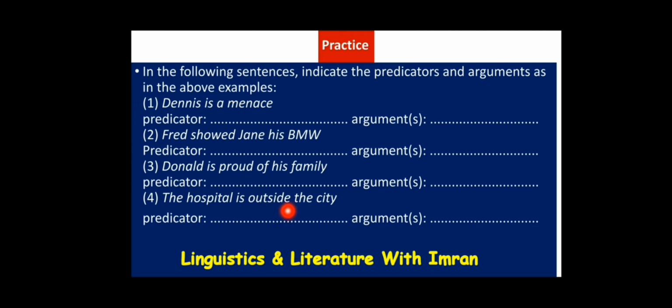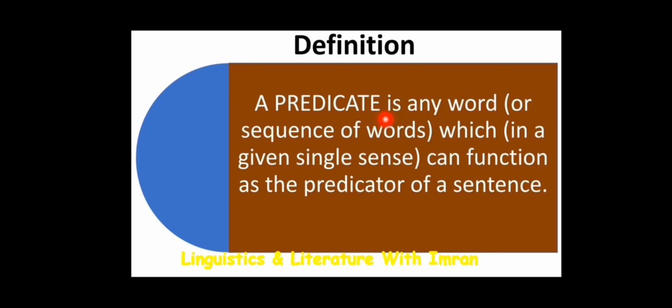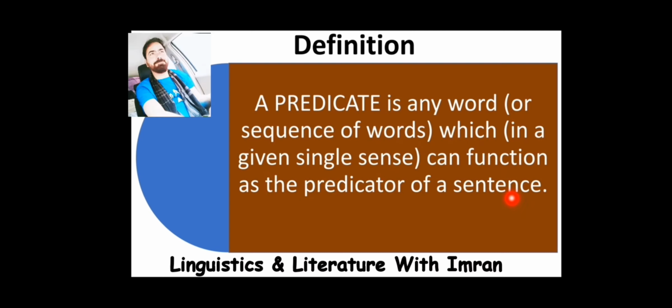Now let's define what is a predicate. A predicate is any word or sequence of words, so it can be a word or it can be a sequence of words, which in a given single sense can function as the predicator of a sentence. So what is important here? That all the time a predicate will have a single sense in a sentence. Sometimes we have two or three senses of a word, but a predicator will all the time give a single sense. If it doesn't give a single sense, we cannot use the word as a predicator.